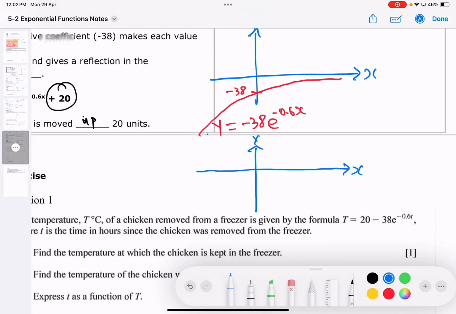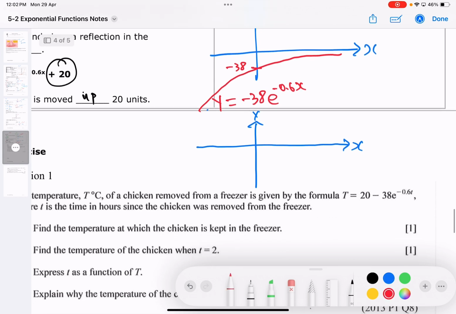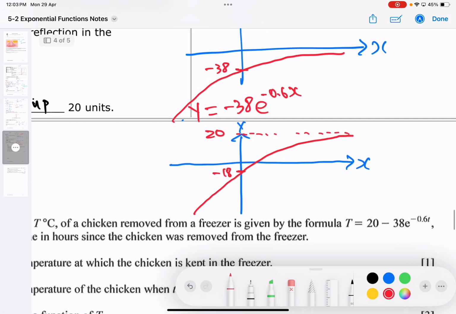So basically for this question, we are going to have the same thing. But this time round, it will cut at negative 18. The shape is going to be the same, but this time round, it will approach, if I have a dotted line over here, it should approach 20. We call this the asymptote. It will approach 20, which means it will tend towards 20.